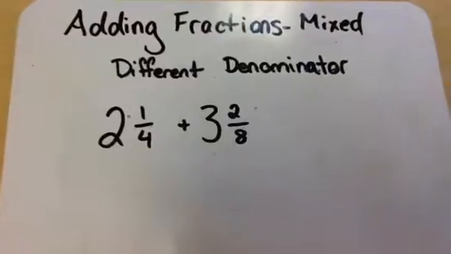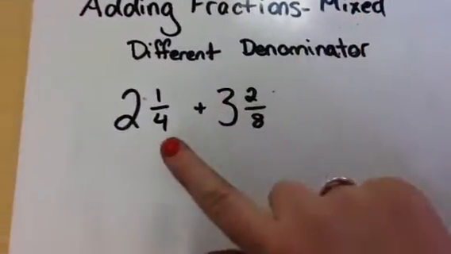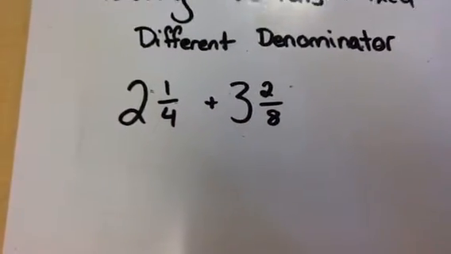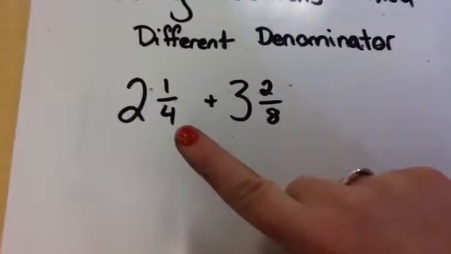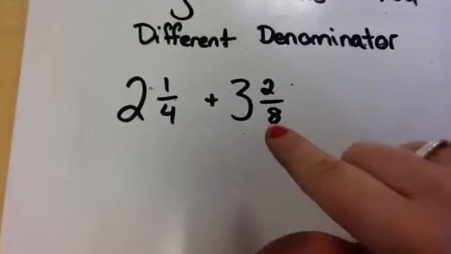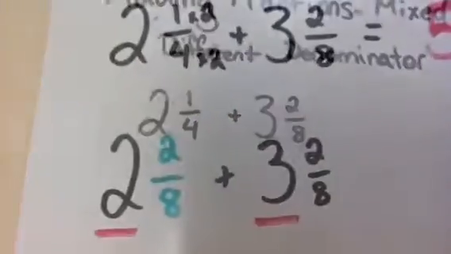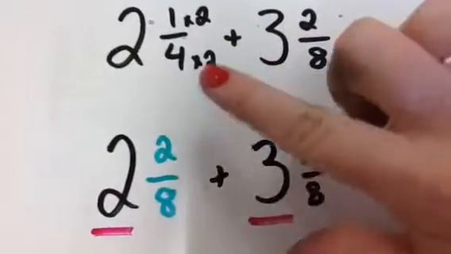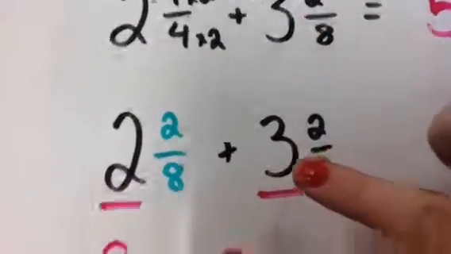Last thing I'm going to talk about is adding fractions with different denominators that are mixed fractions. So as you can see, I have 2 and 1/4 and 3 and 2/8. I need to make my denominators the same. So again, I'm going to ask myself, what would I multiply by 4 to get to 8? My answer is 2, so I'm going to multiply the top and the bottom by 2. Once I've multiplied by 2, you can see that 1 times 2 is 2, 4 times 2 is 8. I've just carried down my whole numbers.